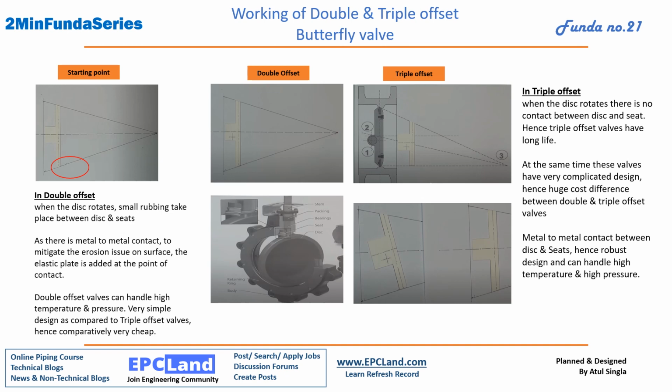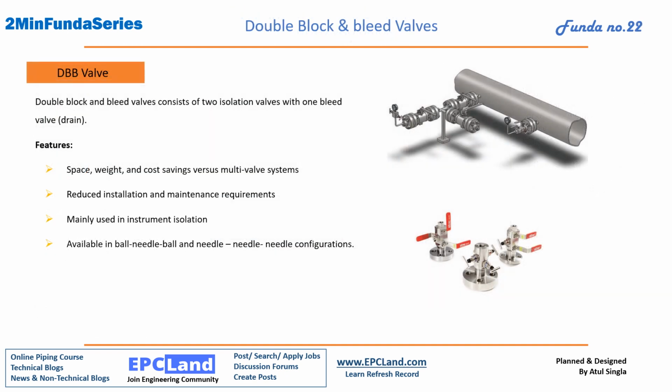In the next part we look at DBB. A DBB, double block and bleed valve, consists of two isolation valves with one bleed valve. So this is nothing but having all this arrangement in a smaller size. So we are going to have space benefit, weight and cost saving versus a multi-valve system.